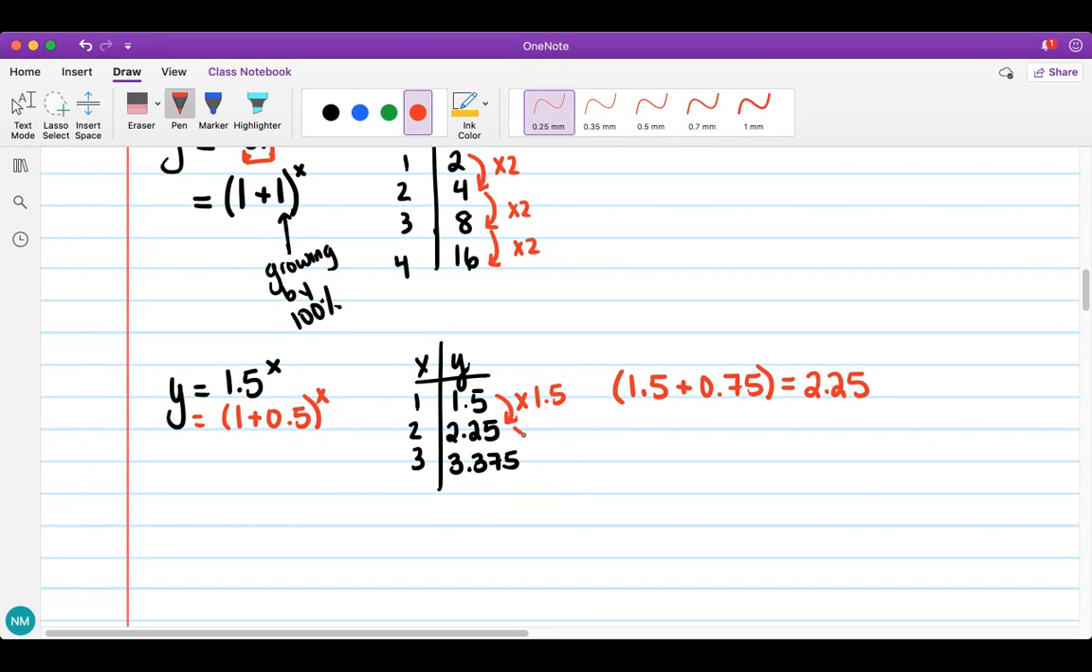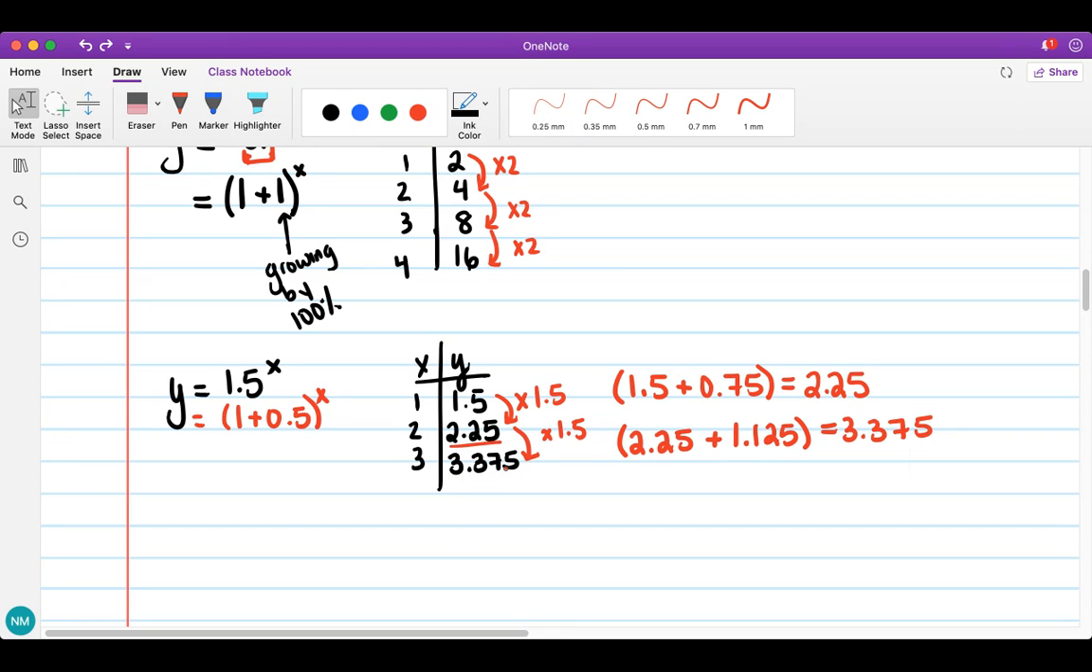2.25. Same concept here. If I multiply this by 1.5, it's the same thing as me taking the whole, which is 2.25, plus half of this, right? Half of 2.25 is 1 point, and then this half of a quarter is 12.5 cents, so 1.125 is half of this. So if I add these together, I get 3.375. That's how we get that number right there.